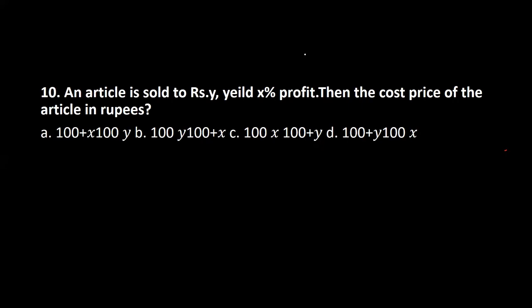You are very good. So the next one on your screens. An article is sold at rupees Y, it yields an X% of profit. Then the cost price of the article in rupees is what? Now, carefully understand, this is something we have already done. You are saying that selling price is some amount Y. And it says yielding profit. So profit percentage is X%.